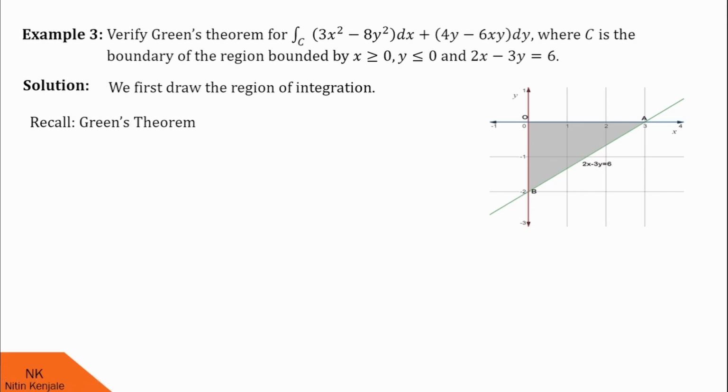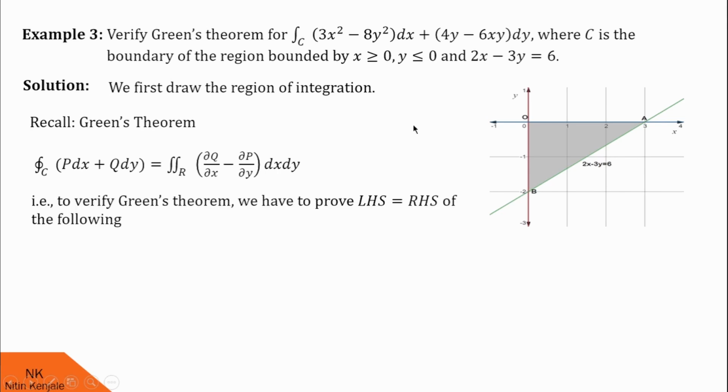Now we recall Green's theorem, which is the integration of P dx plus Q dy is equal to the double integration of (∂Q/∂x minus ∂P/∂y) dx dy. In our case, this is our integration P dx plus Q dy. To verify Green's theorem, we have to prove this LHS is equal to RHS. In our case, LHS is this line integral and its corresponding RHS would be this.